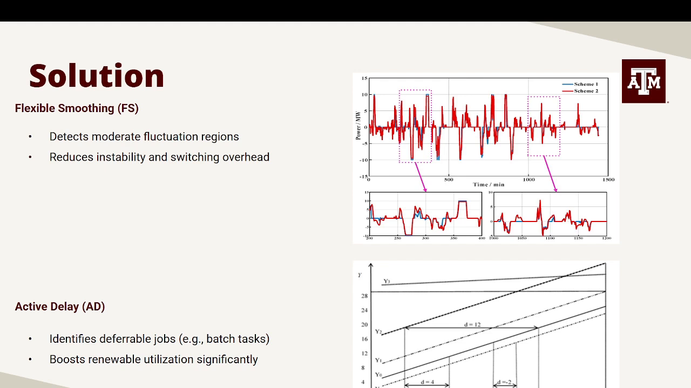The second is active delay, commonly referred to as AD. This identifies deferrable jobs like batch tasks and shifts their execution to times when renewable energy is more available. This diagram represents how we apply active delay to deferrable workloads. Each sloped line shows the progress of a job over time. The horizontal arrows indicate how each job is shifted. For example, D equal to 12 means a job is shifted by 12 time units, and by doing this smart shifting, we can match job execution times with periods of high renewable energy supply without missing any job deadlines.